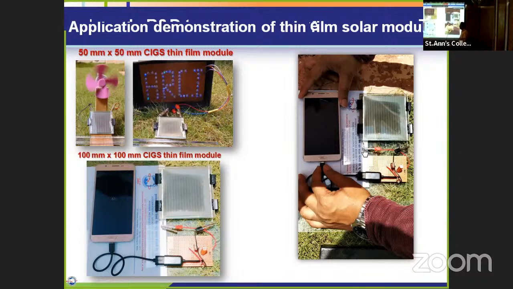How much does that panel cost? We did not do any costing, madam, as of now, but definitely it will be expensive, because it's a thin film and all processing is done by the vacuum process.